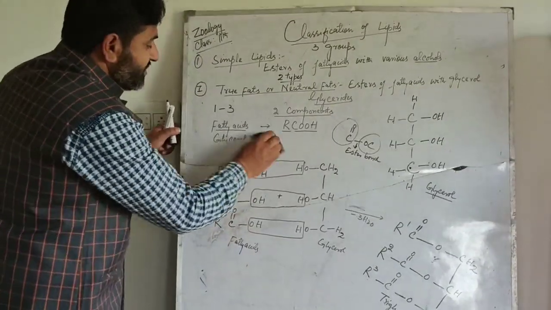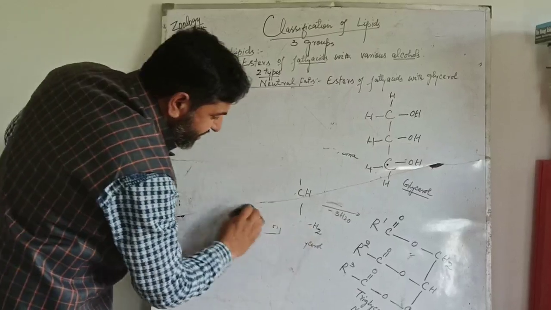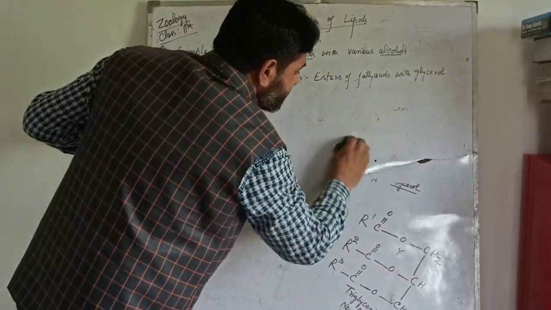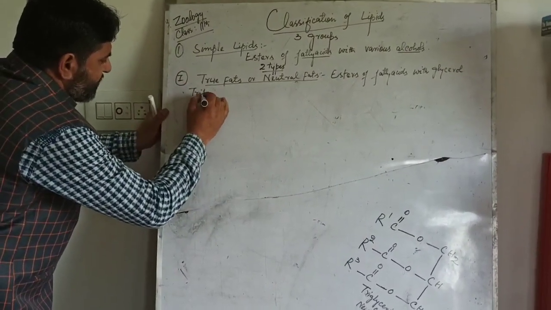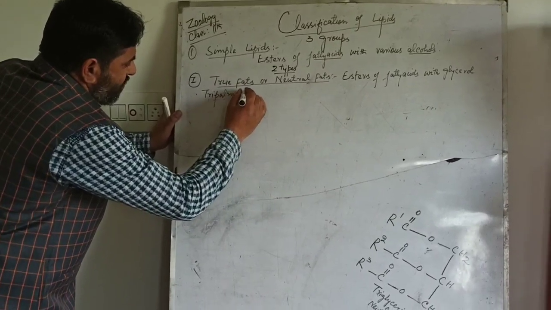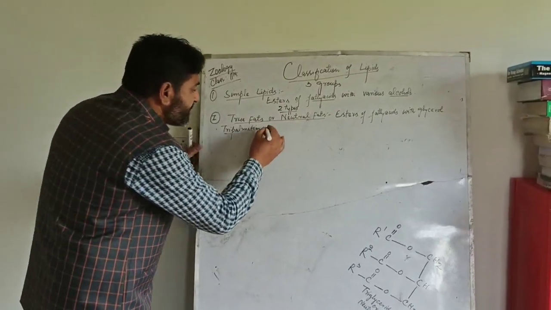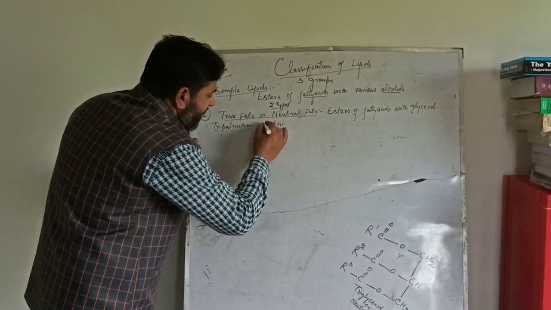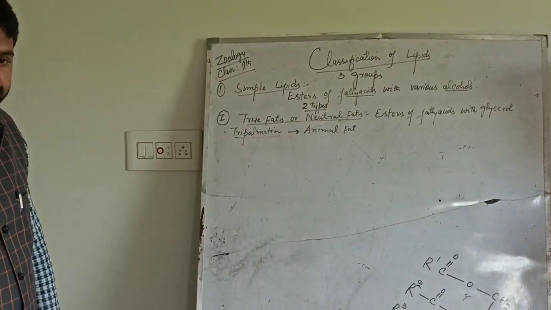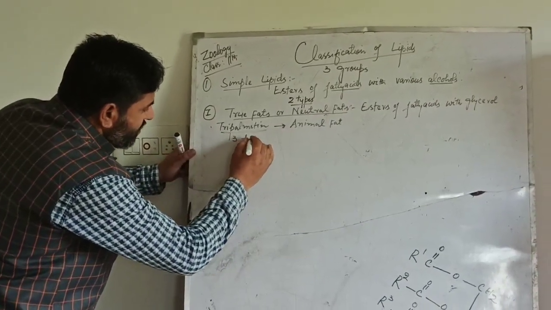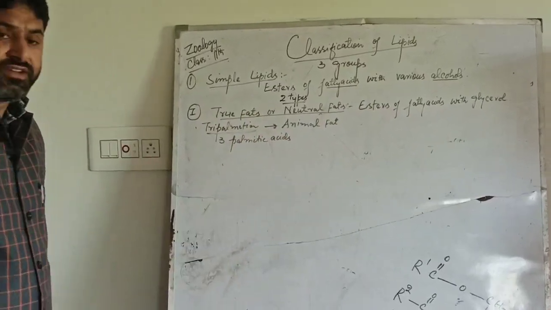Now we will take the structure of animal fat, those fats which are present in the animals. For example, I will take tripalmitin. This tripalmitin is a fat present in animals. So it is animal fat. This tripalmitin is made up of 3 palmitic acids, and you know that palmitic acid is a fatty acid.